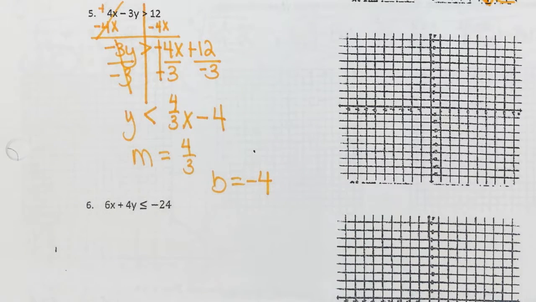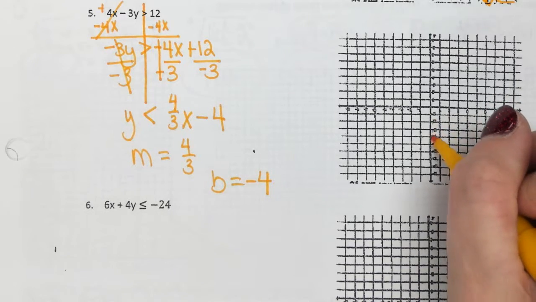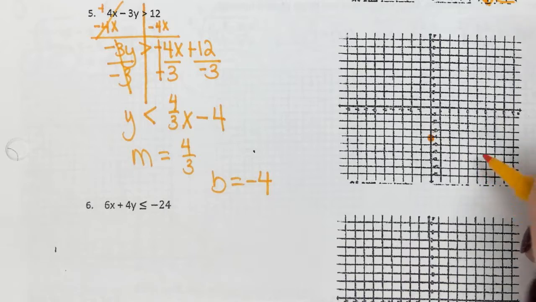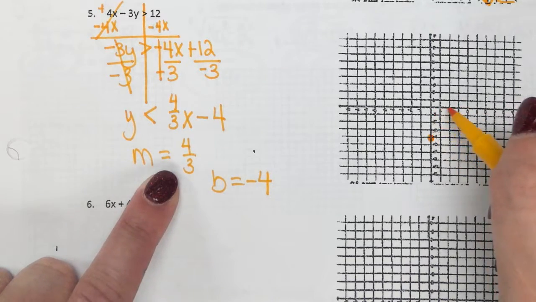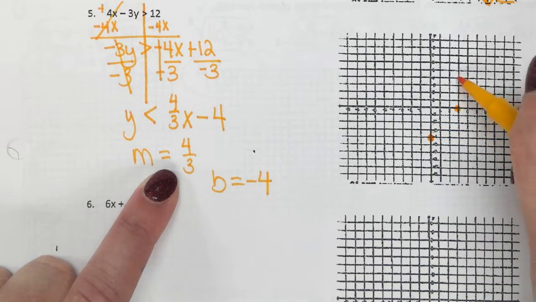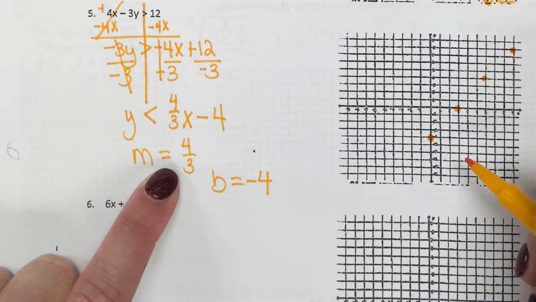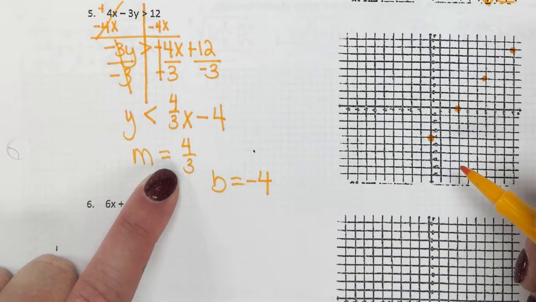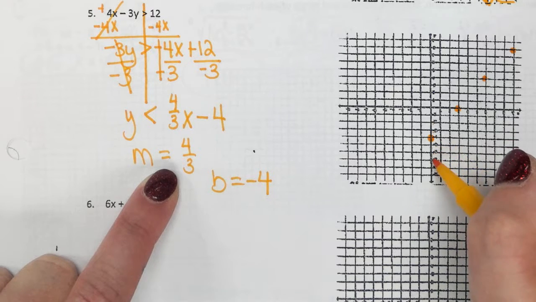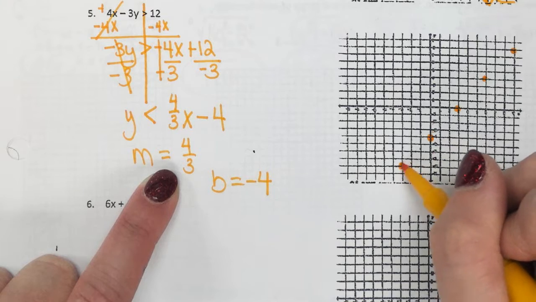There you go. Mallory, did you find where we were about? Are you okay? Okay. All right, so we're going to go down 4. And our slope is 4 over 3, so we're going to go up 4 and right 3, as big as our graph will let us go. And then we can go the other way, down 4 and left 3.